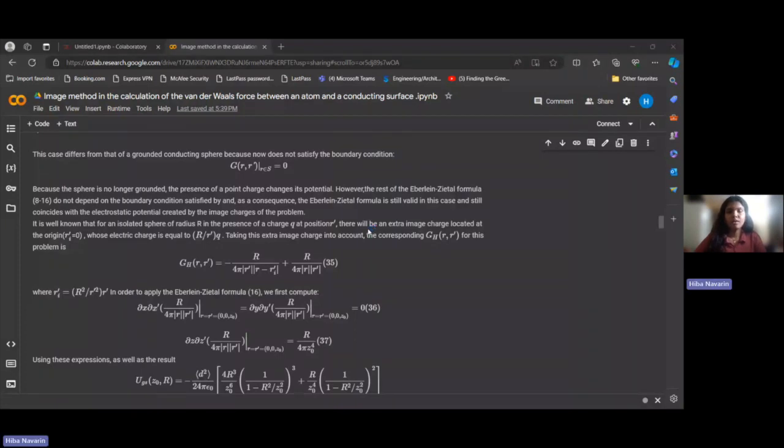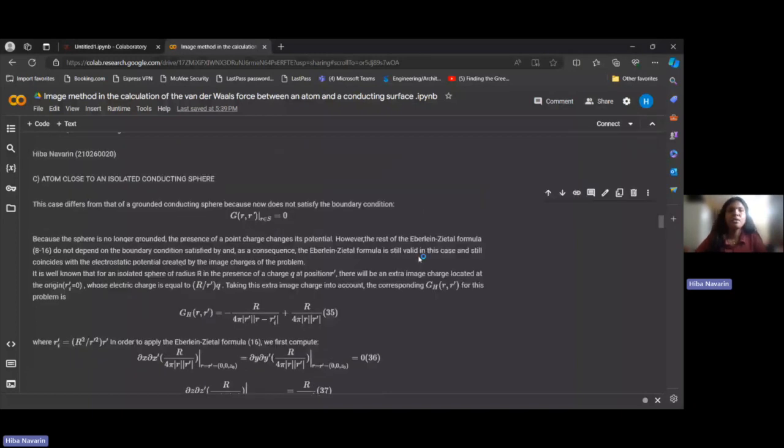So I will be discussing another practical example that uses the image method for the calculation of van der Waals force between an atom and a conducting surface. The example I'll be using uses the Eberlein-Zietal method, and this example is of an atom close to an isolated conducting sphere.